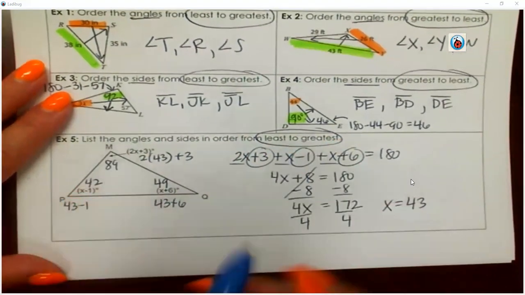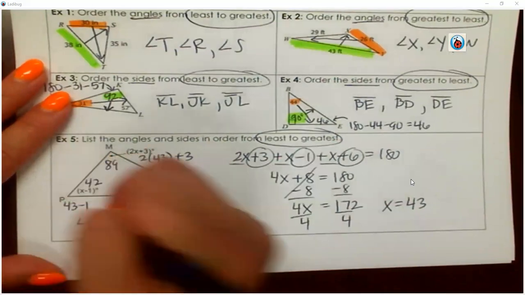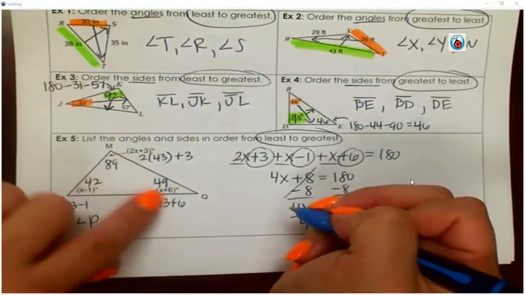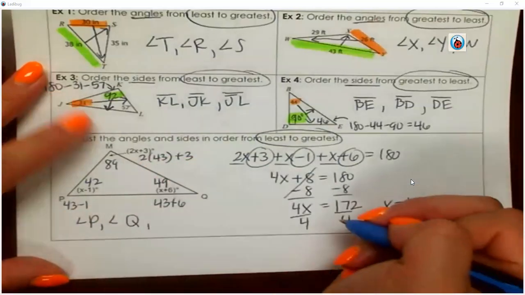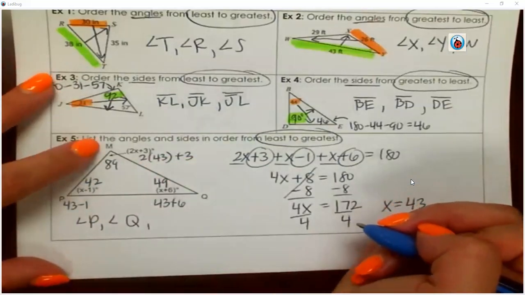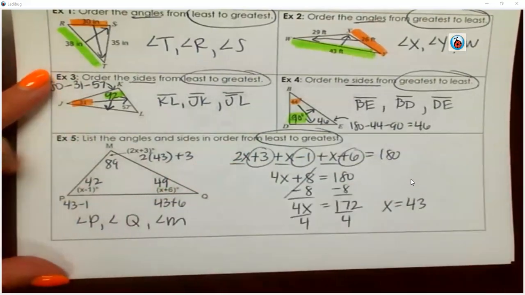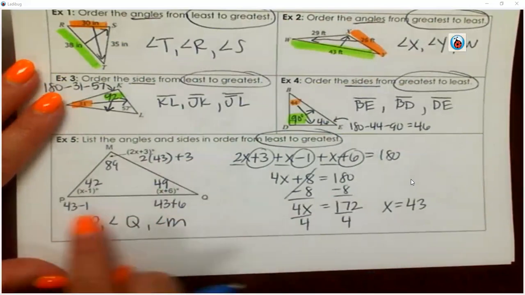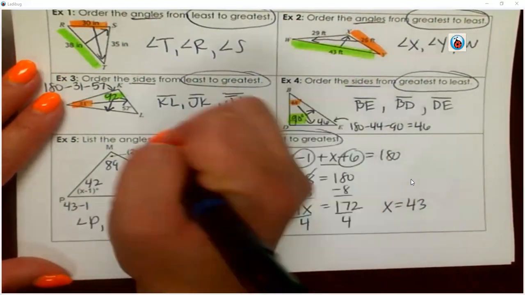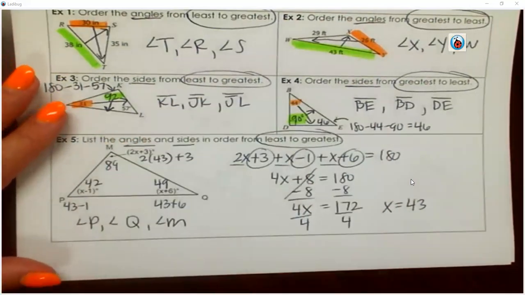So the least angle is going to be angle P. Then the next biggest one is 49, so that means angle Q goes next. And the largest angle is angle M. And since I have angles P, Q, and M, I should be able to determine the sides that are in order from least to greatest.